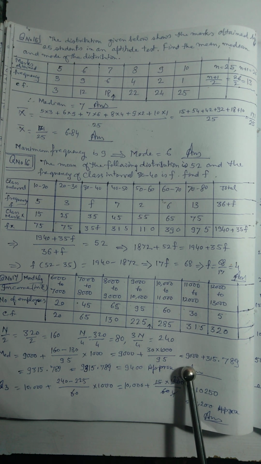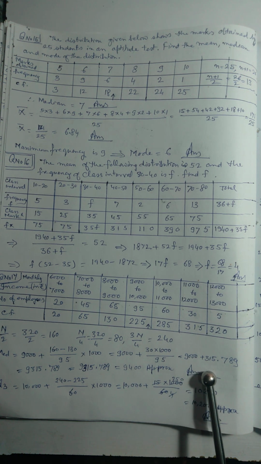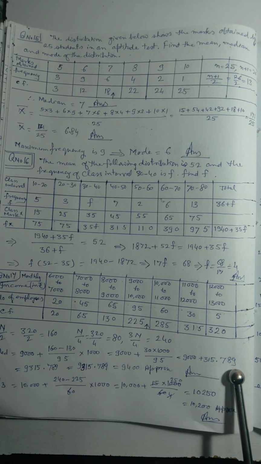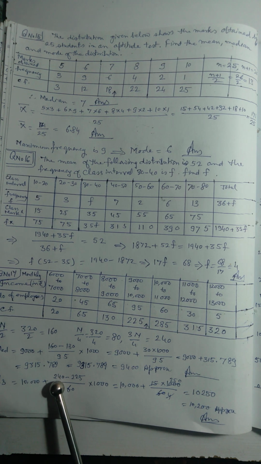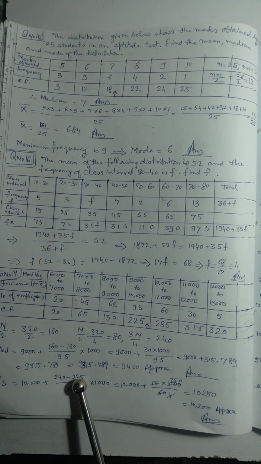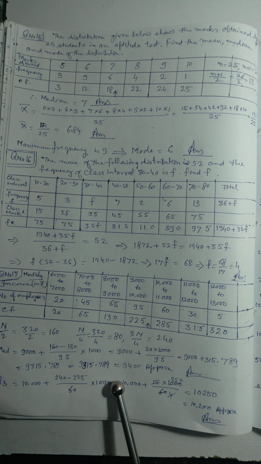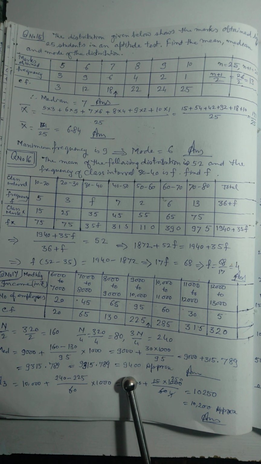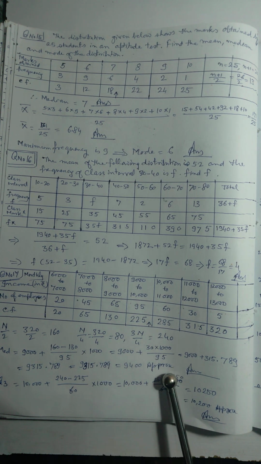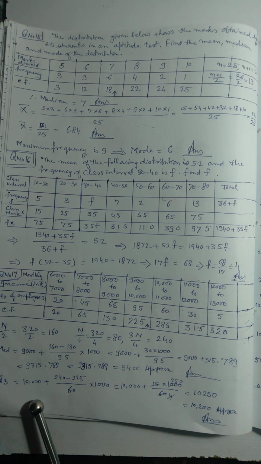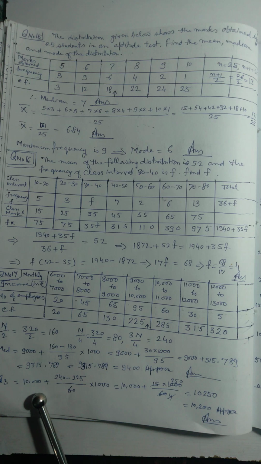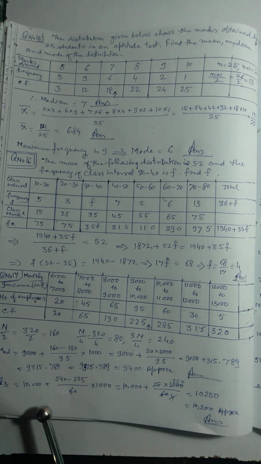So 9,000 plus 315.789. It will be equal to 9,315.789. So 9,315.789, it will be approximately 9,400 approx. Now the Q3, means the third quartile, you can say, that will be equal to 10,000.